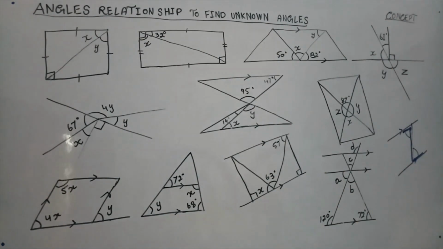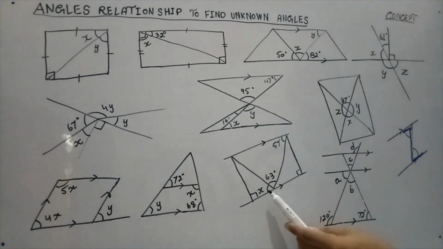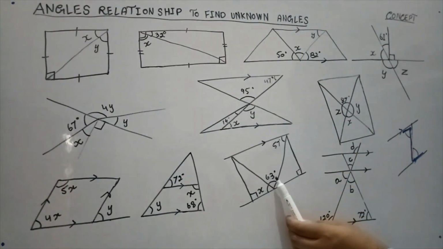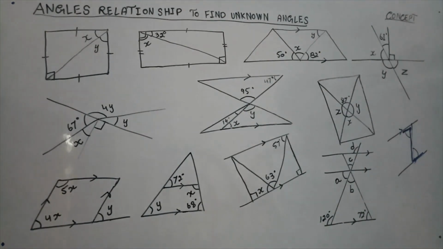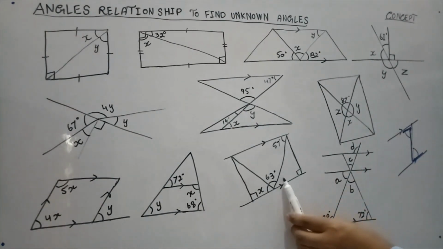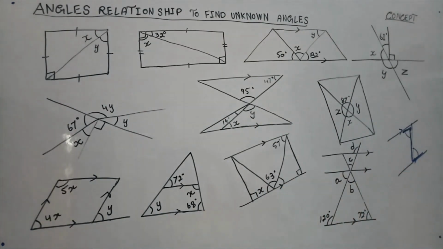We can find the value of x by applying the straight line angle theorem. It says that the sum of all the angles present on a straight line, this is a straight line, will be equal to 180 degrees. So this angle is given to us, which is 63 degrees. This angle we have to find, and if we know the value of this angle, we can find the value of x.